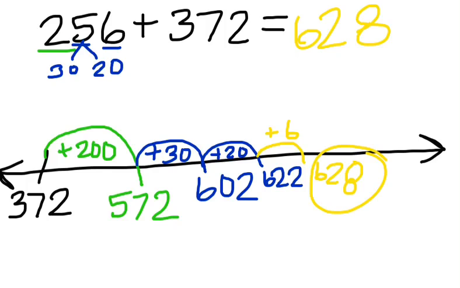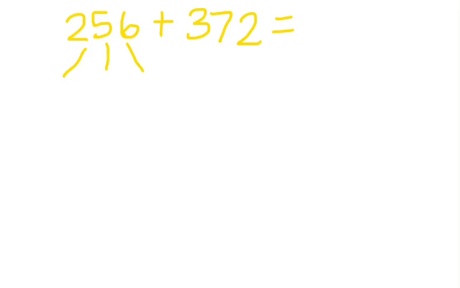And the last strategy I'm going to show you is the split strategy. I'm going to add the same numbers together, 256 plus 372. And this time I'm going to split them into 3 different numbers. So 200, 50, and 6. The student should know that it's the expanded form of the number.